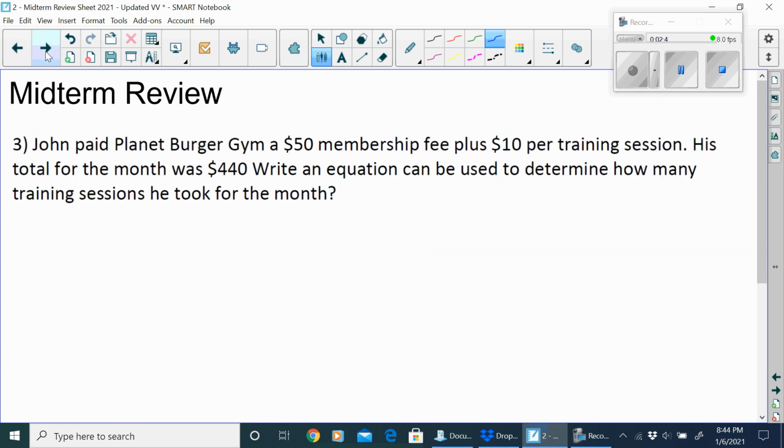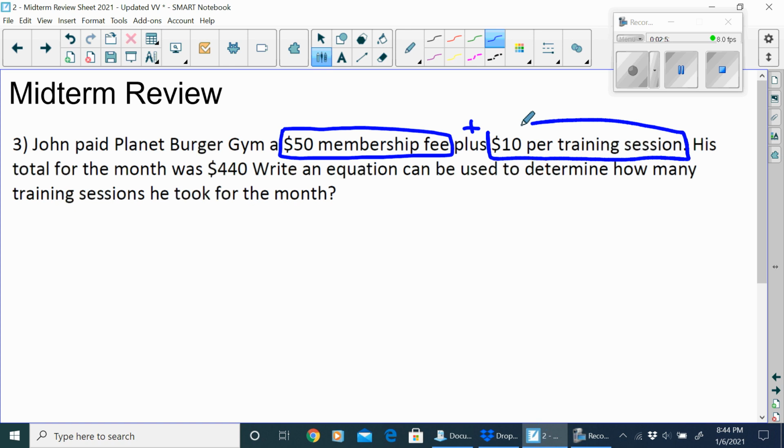Number 3, John paid Planet Burger Gym $50 membership fee plus $10 per training session. His total for the month was $440. Write an equation that can be used to determine how many training sessions he took for the month. So, he paid a fee. It's an initial fee of $50. It's a one-time fee. And then he pays $10 per session.